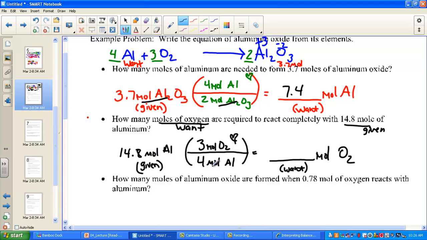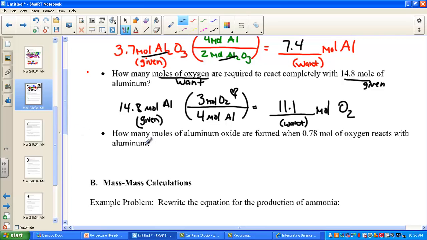Moles of Al canceled, and we move to moles of oxygen. Calculators, hit with me. 14.8 times the ratio of 3/4, and I find 11.1 moles of oxygen.